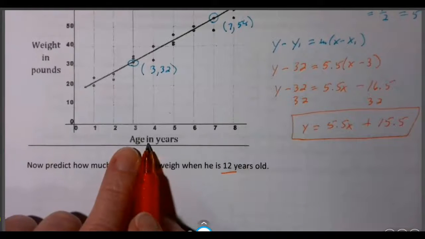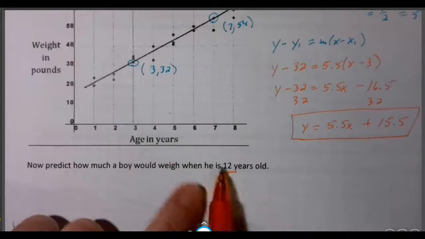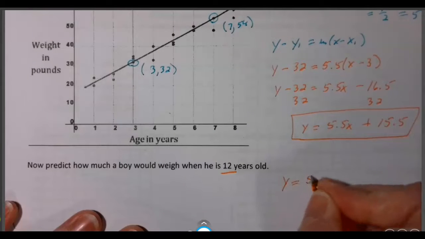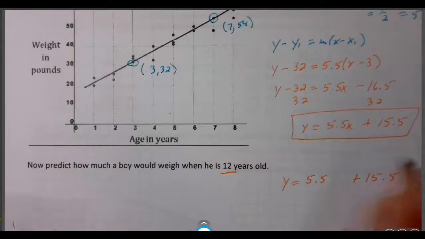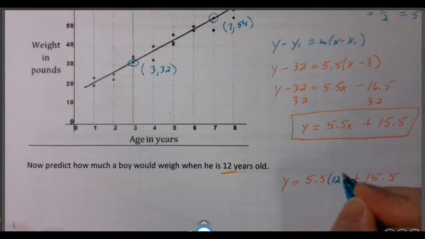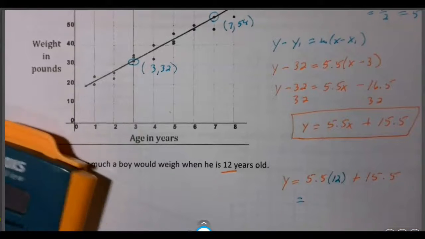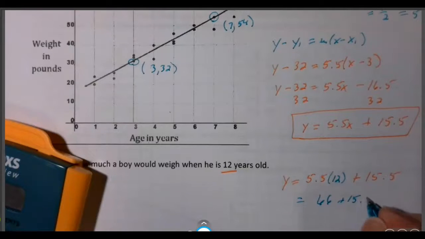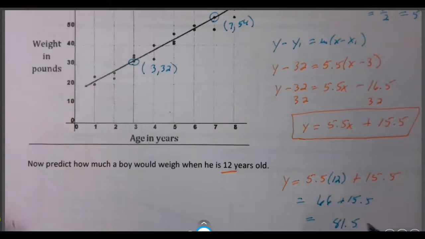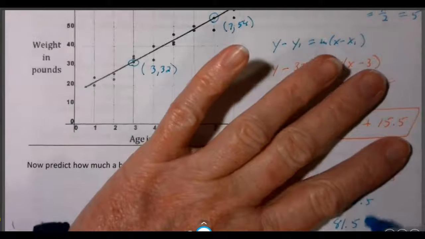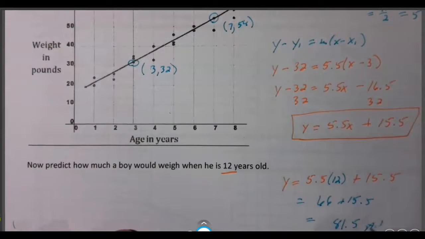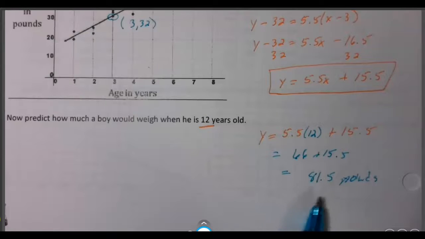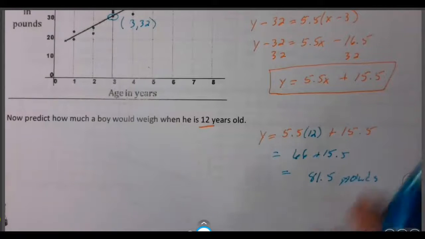So what we're going to do for now is take this and plug it in. Notice age is x. That is our age, so we're just going to plug it in for x. So we have y is equal to 5.5, and we're going to plug in his age. His age is 12, and then we just multiply this out. 5.5 times 12 gives us 66, plus 15.5, and that gives us 81.5 pounds. So when the kid is 12, he's going to weigh about 81.5 pounds. So you can see this is not going to be exact. There are lots of other things that will play into it.